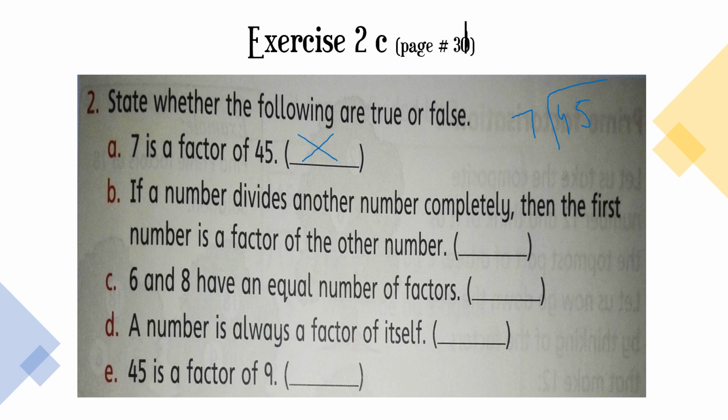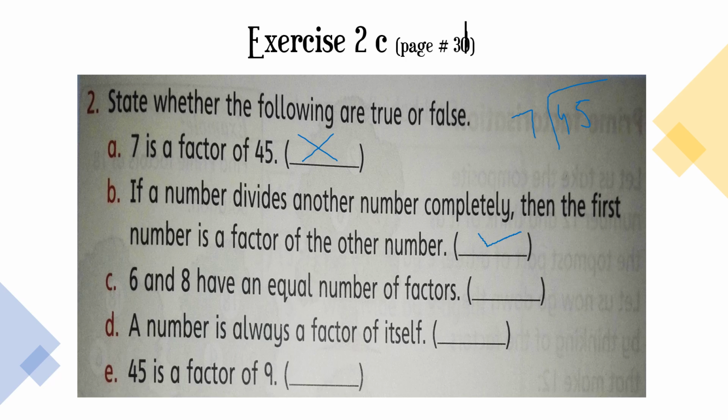If a number divides another number completely, then the first number is a factor of the other number. Yes, it's true. Because the number which can divide completely, leaving remainder 0, is a factor of that given number. Next part, 6 and 8 have an equal number of factors.